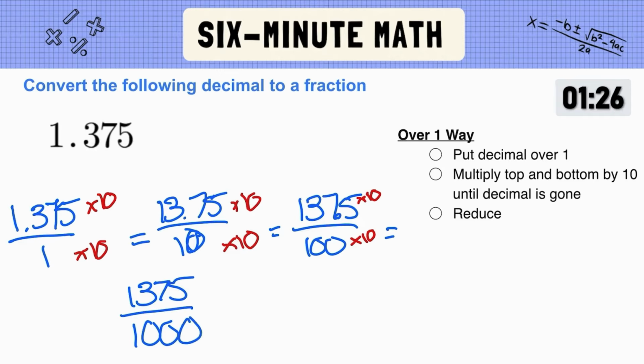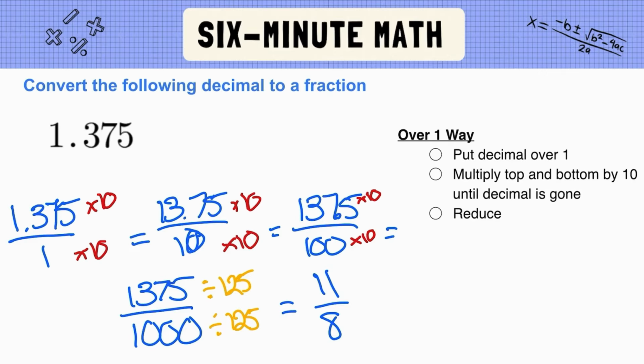I do need to reduce that, so what I'm actually going to do is divide each of those by 125, which is going to give me a final answer of 11 over 8. Those are all the examples we have here for how to change decimals into fractions.